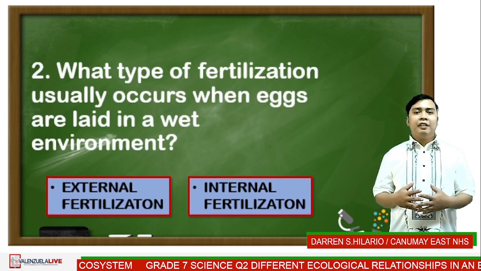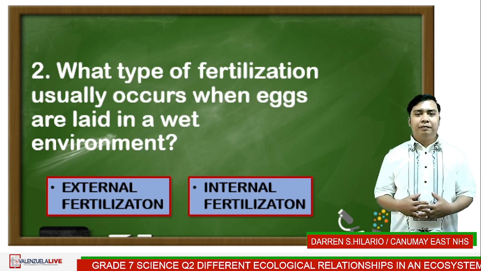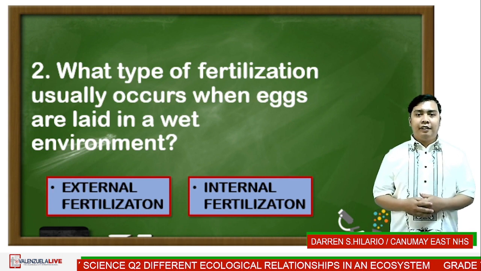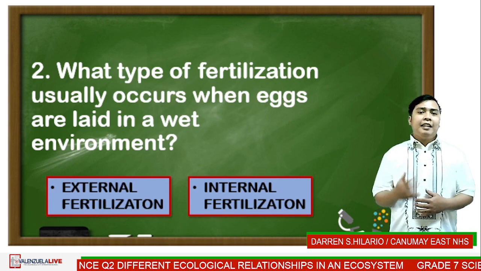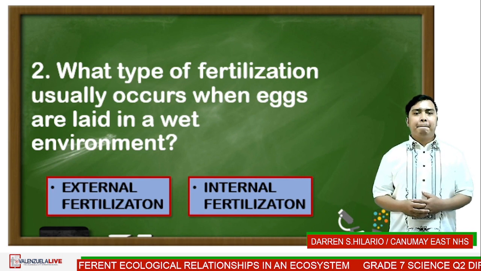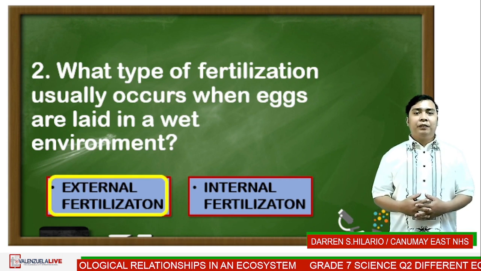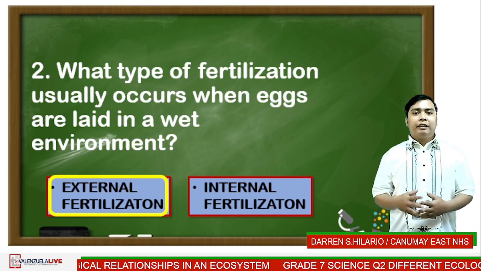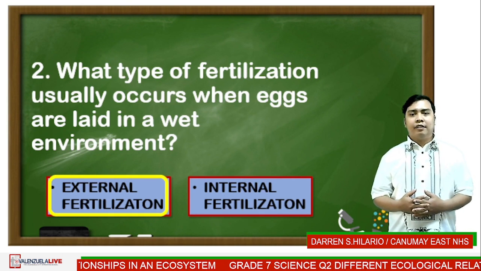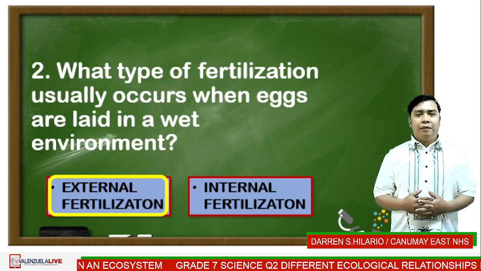What type of fertilization usually occurs when eggs are laid in a wet environment? Is it external fertilization or internal fertilization? Please key in your answer. The correct answer is external fertilization. Remember that amphibians and fishes are examples of animals that reproduce in this process. They lay their eggs outside and the male will fertilize them externally.